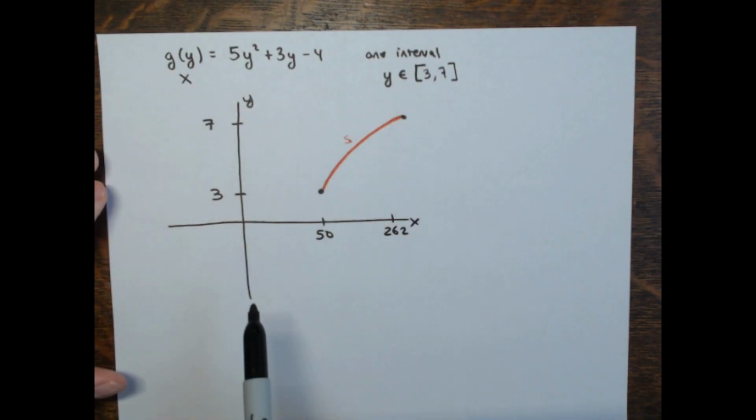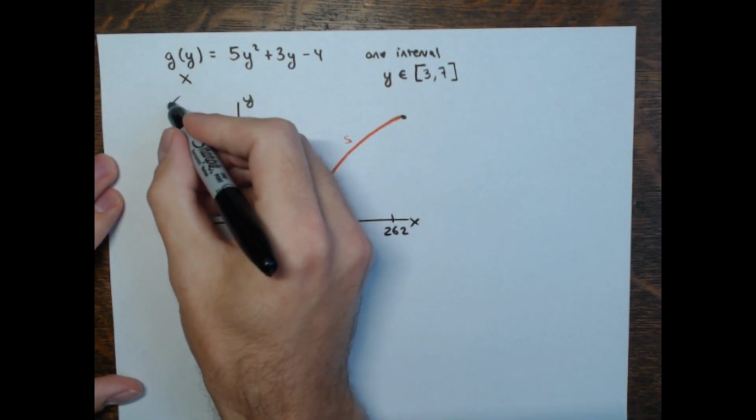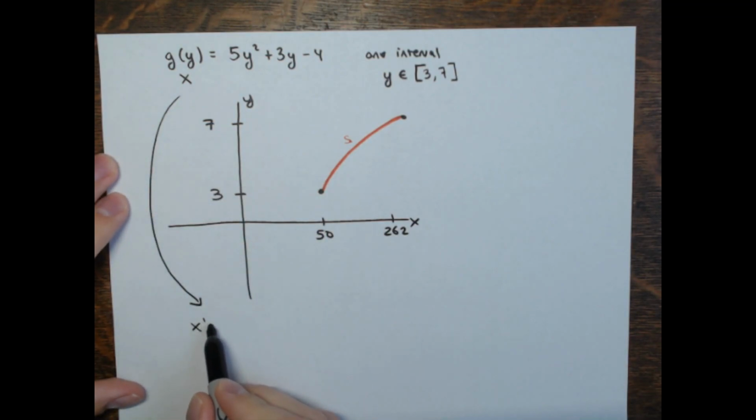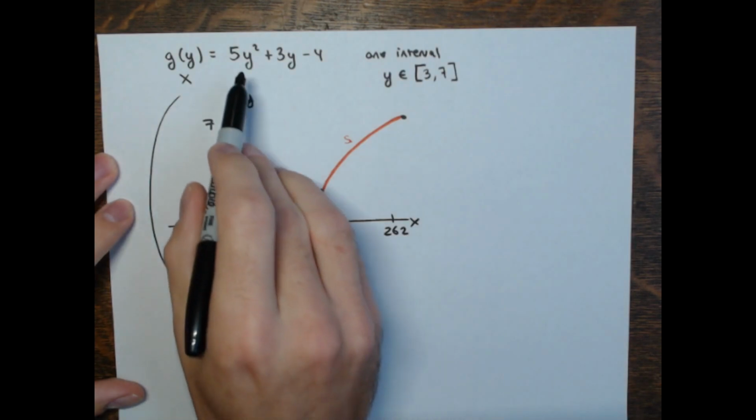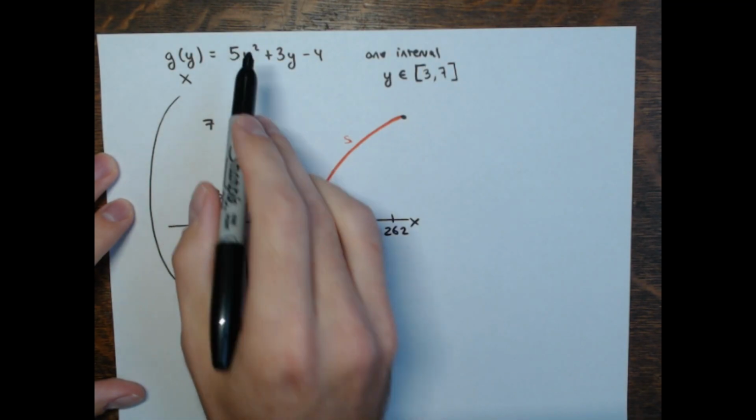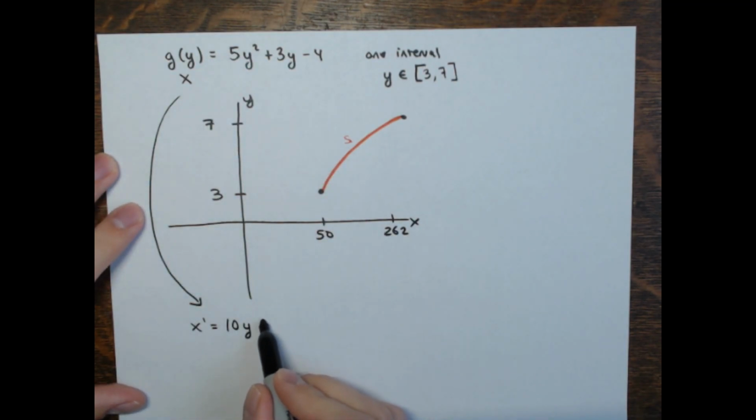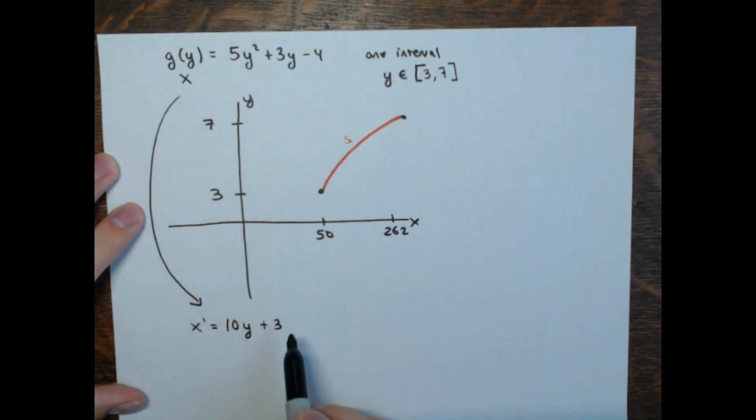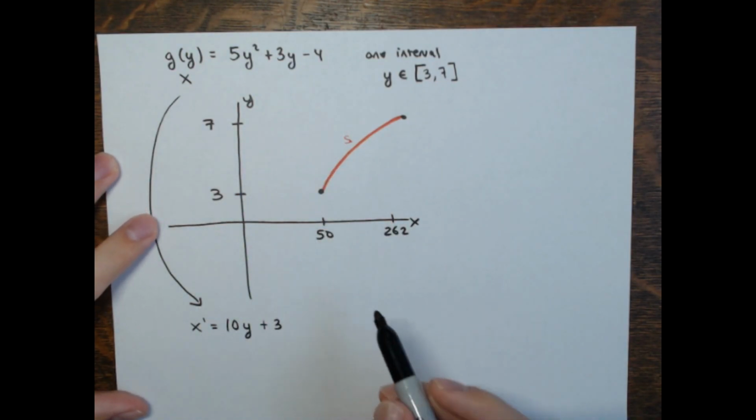Now, because everything's in terms of y, they give me x in terms of y up there, I can easily just ask, what's x prime in terms of y? That'd be 10y, using the power rule, 5 times 2, y to the first, plus 3. 3y would just be 3, and then minus 4 would have a derivative of 0.